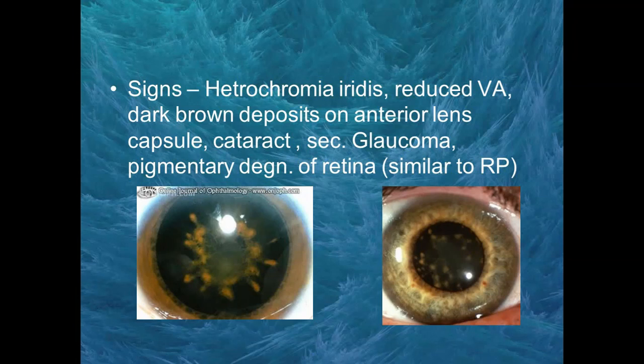There can be reduced visual acuity because of the inflammation or because of the iron foreign body depositing on the anterior lens capsule. There can also be dark brown deposits on the anterior lens capsule. There can also be some amount of cataract, secondary glaucoma because of its deposition in the trabecular meshwork, and there can also be pigmentary degenerative changes of the retina which are similar to that of retinitis pigmentosa. So these are all the signs that you see in case of siderosis bulbi.